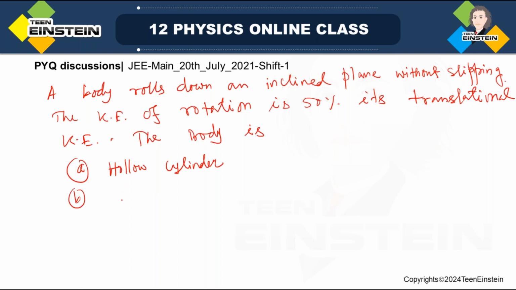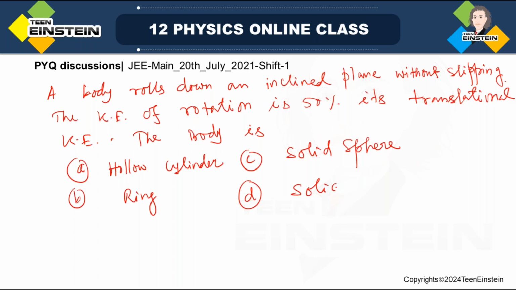Then ring. Option C is solid sphere. And then solid cylinder. What is the body here?